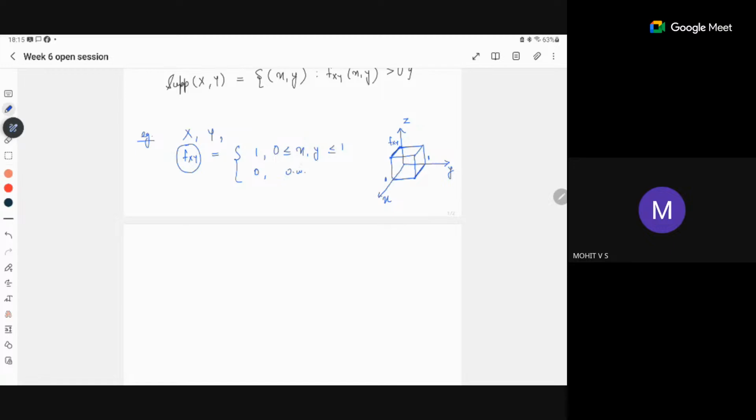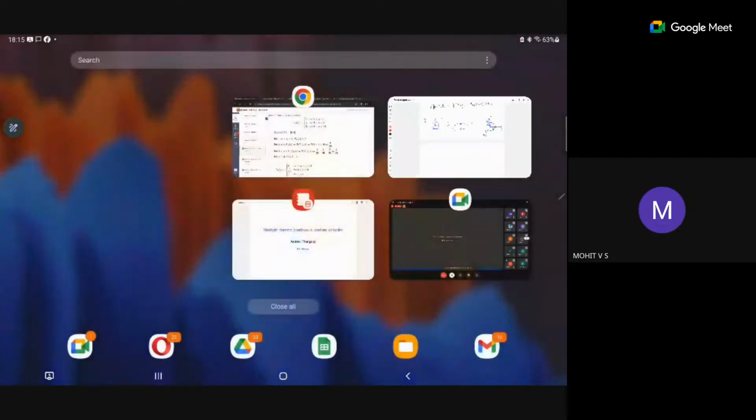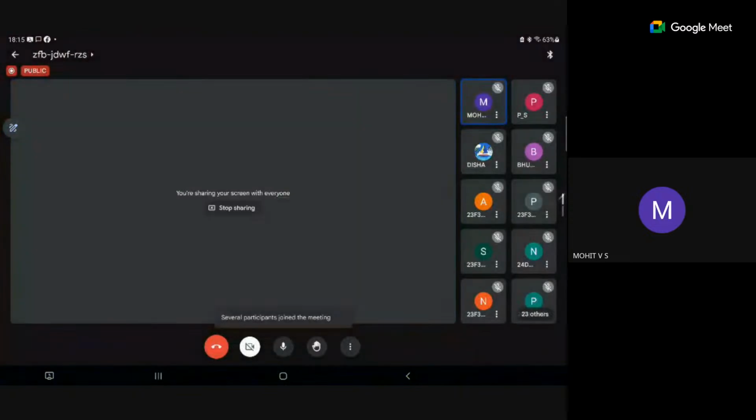So this is my y-axis, this is my x-axis. x is varying from 0 to 1, y is varying from 0 to 1, and f of x, y is 1, so the height is 1. Since this is a uniform density, it will form a cube of volume 1.